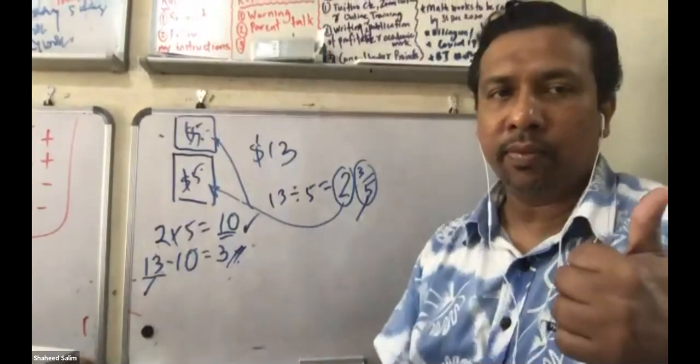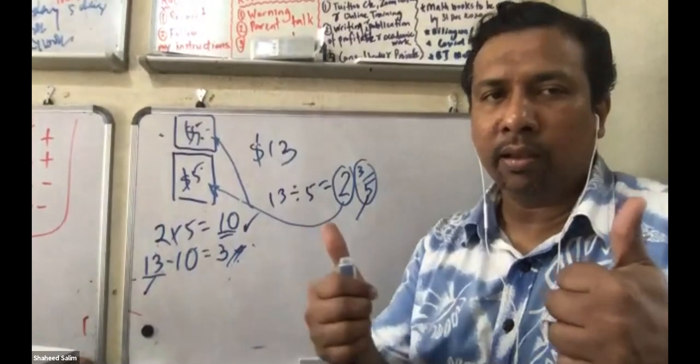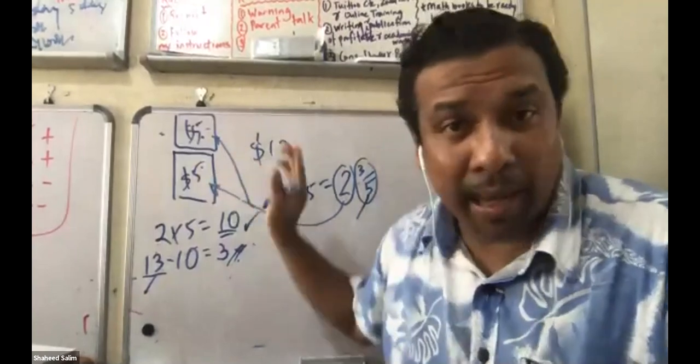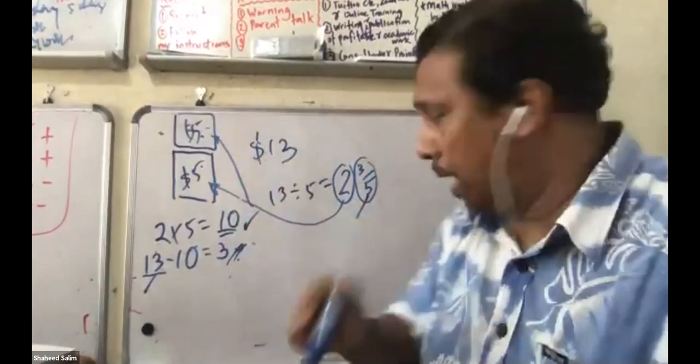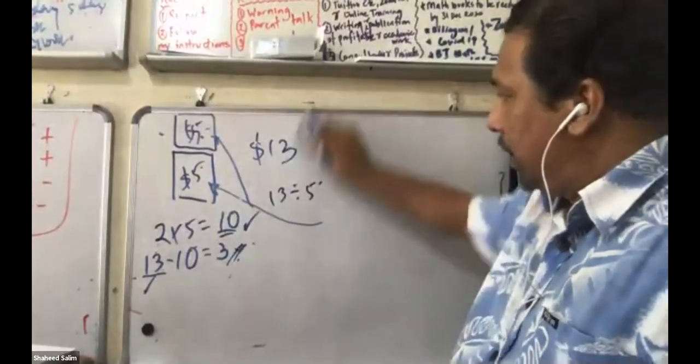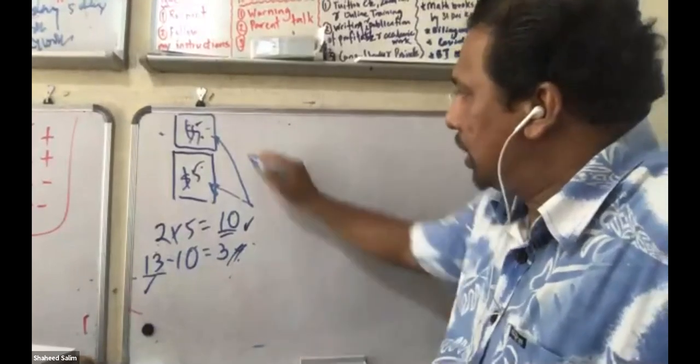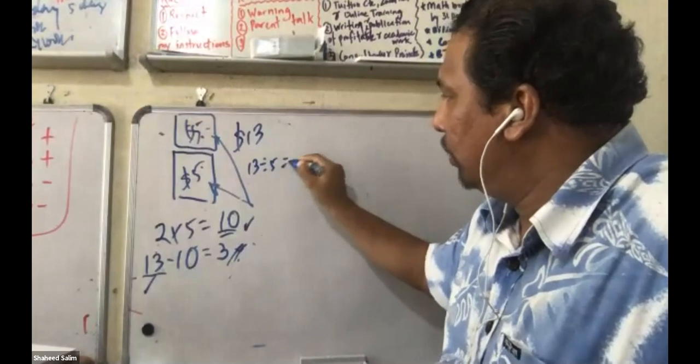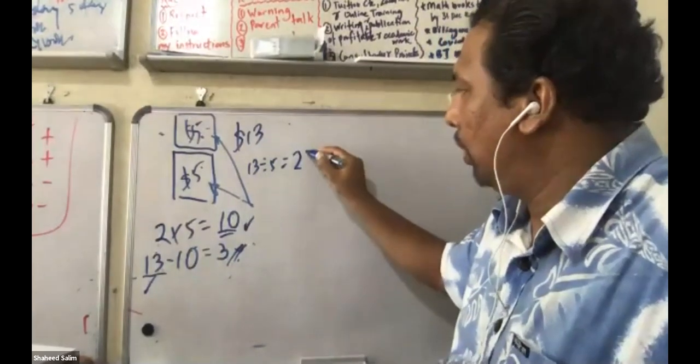Okay, now I'm going to change it to fractions. It's the same thing. I'm just going to write it down here. We have $13. What did we do? 13 divided by 5, you get 2 and 3/5.